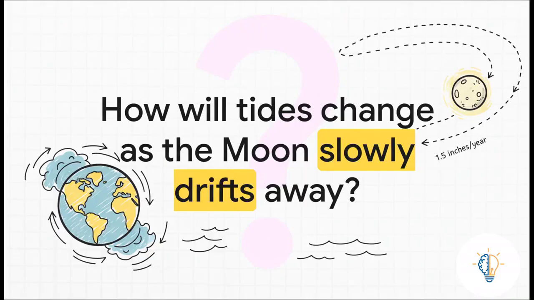And I'll leave you with a final thought to chew on. We know for a fact that the moon is slowly moving away from us, about 1.5 inches every year. As that distance grows, its gravitational pull will weaken. So what does that mean for the future of our planet's ancient daily breath?